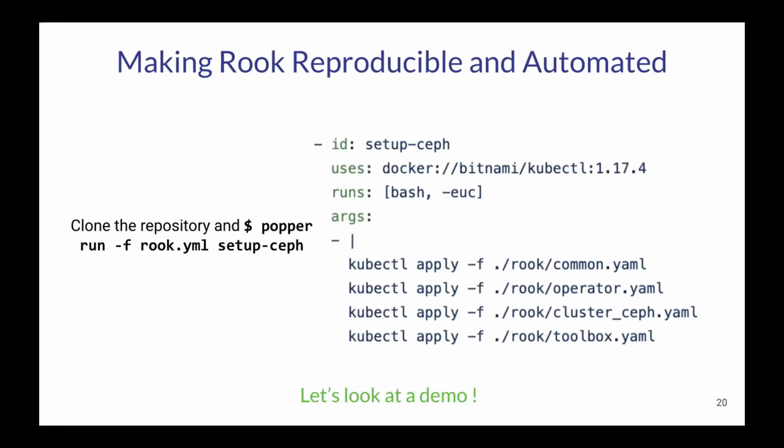With Popper, we can declare a step and use a kubectl image to run the kubectl apply commands in proper order. So if you have the workflow, you do not need to think about which order to run. You just clone the repository and run the corresponding step, and Popper will take care of that. Yeah, let's look at a demo quickly.